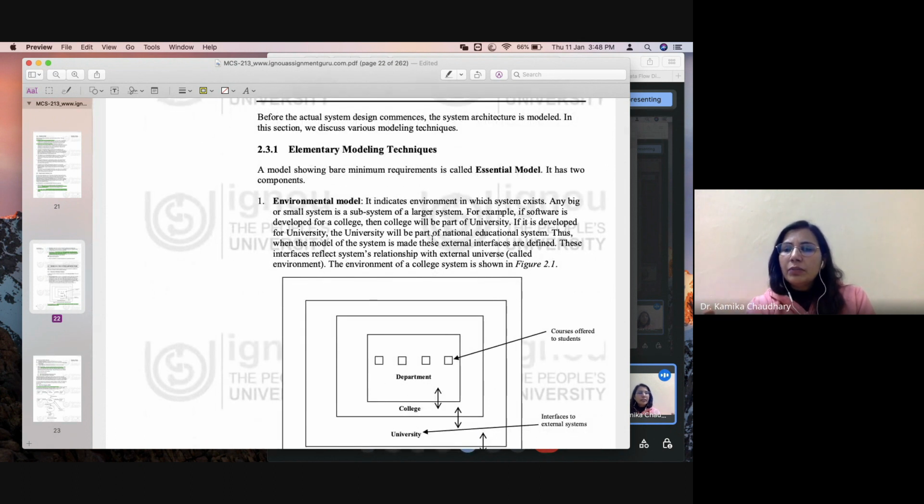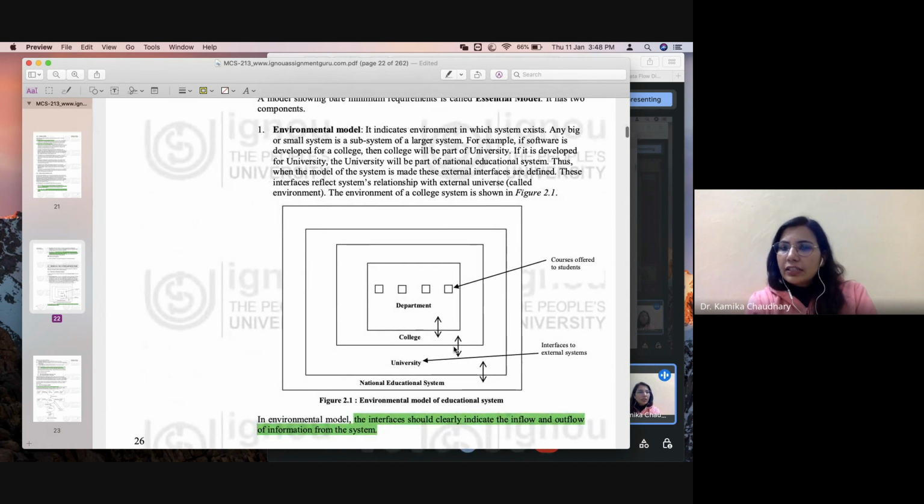The environmental model indicates the environment in which the system exists. For example, we have a college. Now the environment for the college would be the higher organization, the university to which the college belongs. And the university could be related to what? The national education system. So the department's environment is the college, the college's environment is your university, and the university's environment is your national education system.